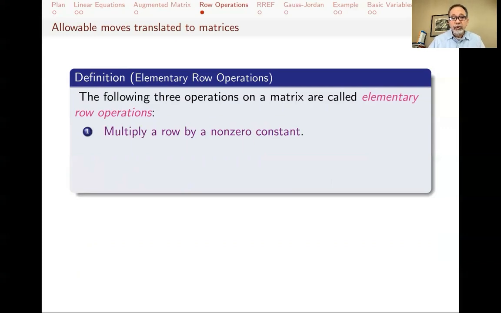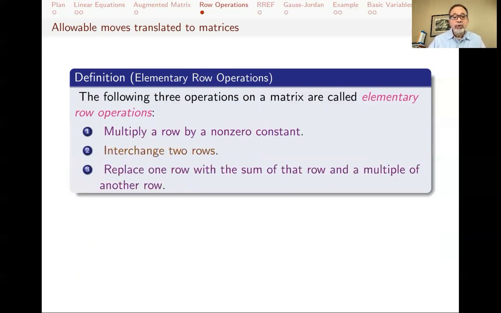Multiply a row by a non-zero constant, interchange 2 rows, and replace one row with the sum of that row with a multiple of another row. These are called elementary row operations. These are things you do to a matrix. You might do these to a matrix even if that has nothing to do with solving a system. These are elementary row operations on a matrix, the ones we are going to use to solve a system.